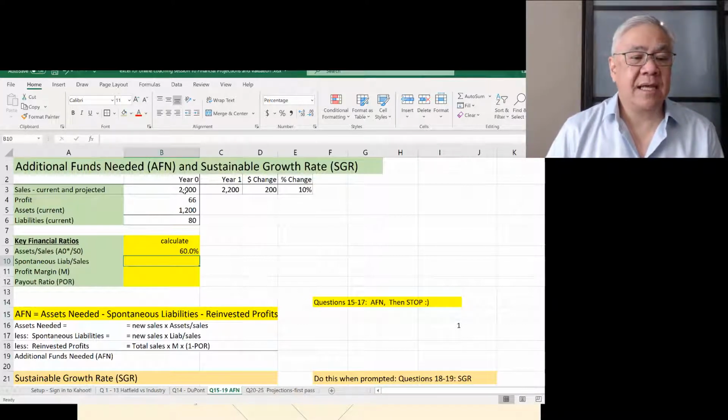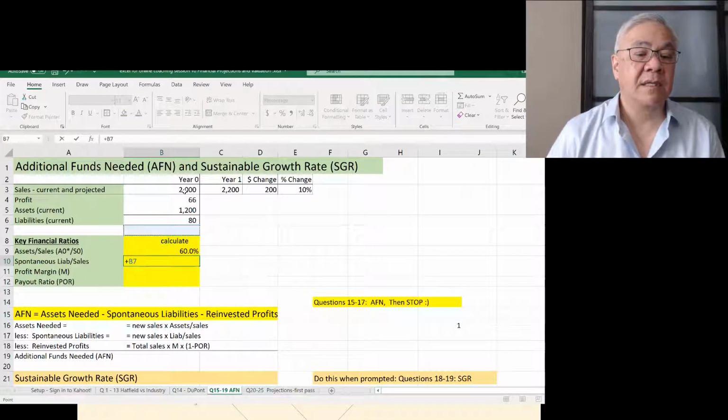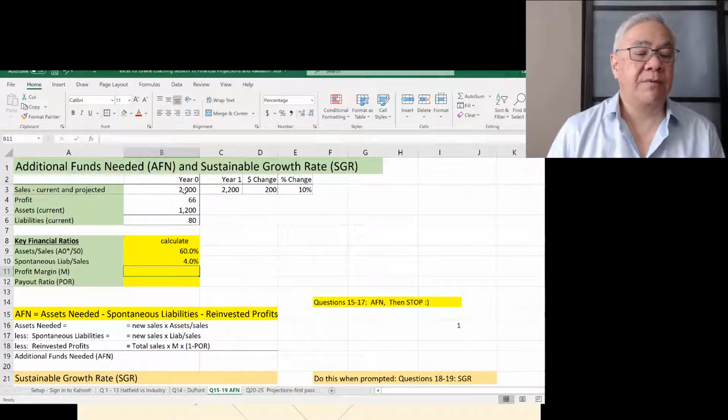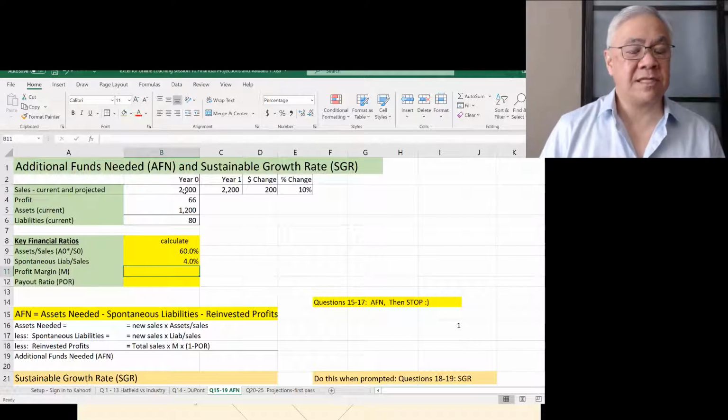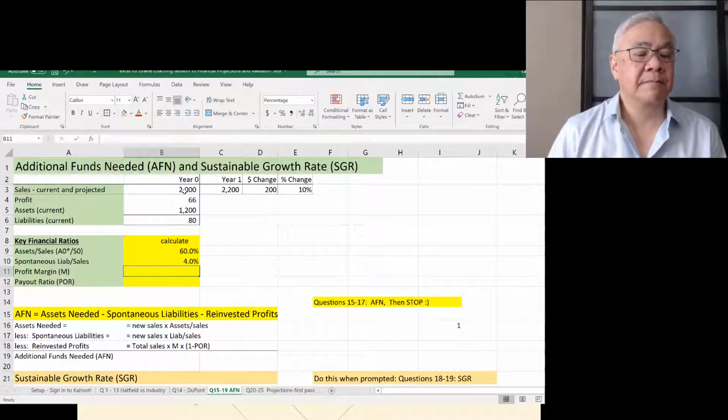Next is spontaneous liabilities compared to sales. Spontaneous liabilities are mainly accounts payable and accrued liabilities. So we're given that data above. These are the current liabilities that are just the non-financial liabilities. And then we'll divide that by sales. And we'll get 4%. So we could expect that our liabilities would rise by 4% if we grow sales.